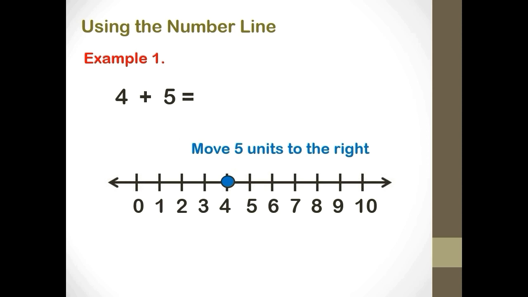Let us move 5 units to the right. 1, 2, 3, 4, 5. Now, where did we stop? At positive 9. Therefore, our answer is positive 9, or simply 9. Now, let us try another method.